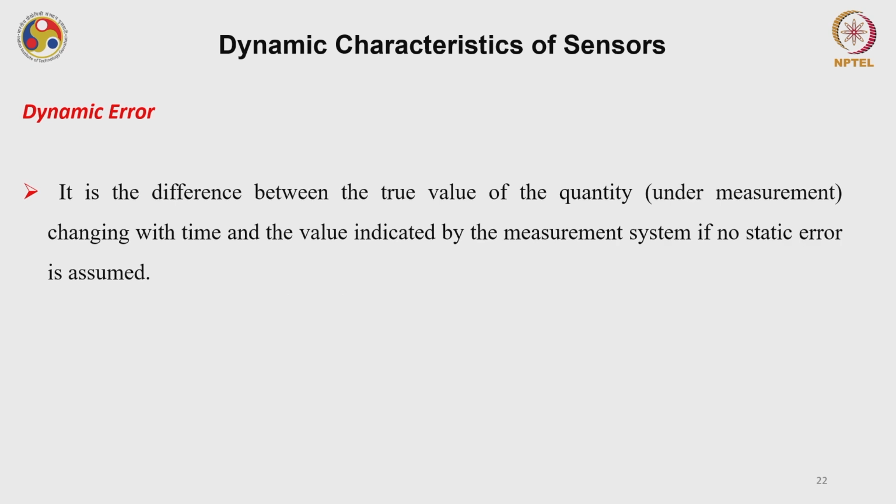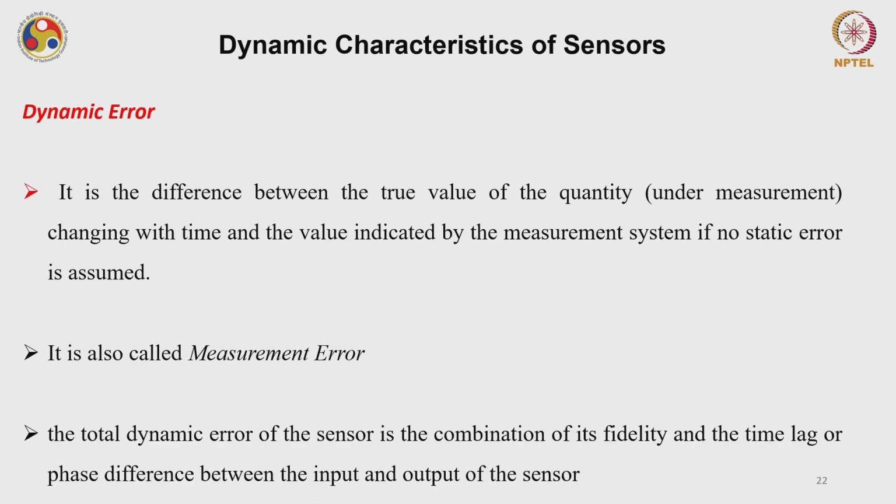Then the final dynamic characteristic of a sensor is the dynamic error of the sensor itself. We have already seen different static errors, but we have not seen dynamic error till now. Dynamic error is the difference between the true value of the quantity under measurement, which changes with time, and the value indicated by the measurement system, assuming no static error. In that condition the difference gives you the dynamic error. This dynamic error is also known as measurement error.